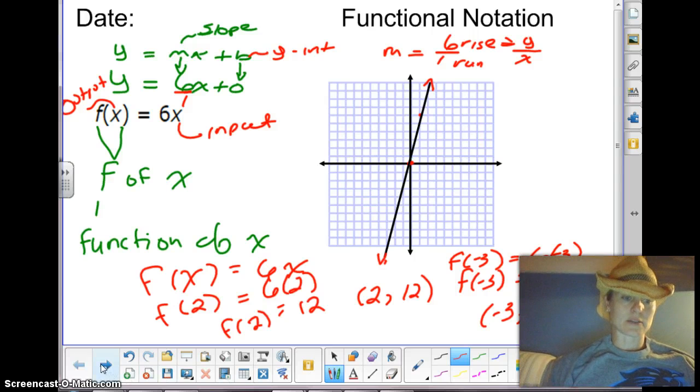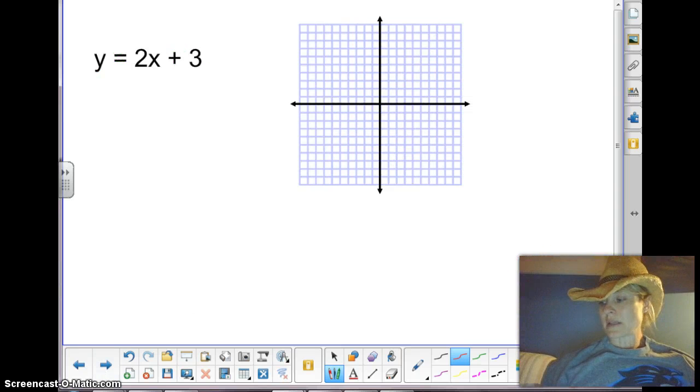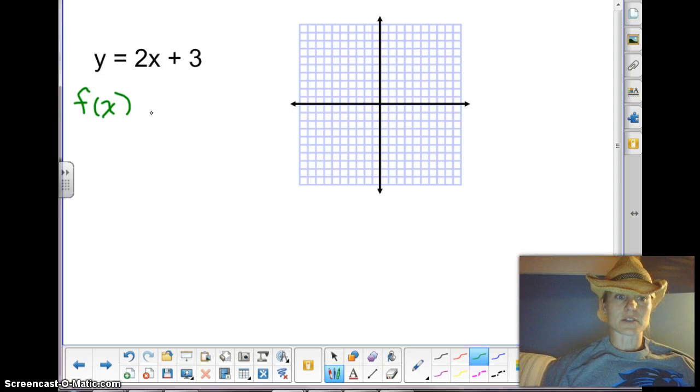Okay, so let's look at another example. So here, again, we have an equation. So again, if I had to write it in functional notation, I would put f of x, because it's a function of x, equals 2x plus 3. Okay, so remember this is called functional notation.